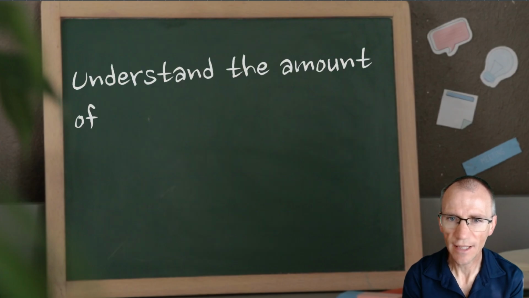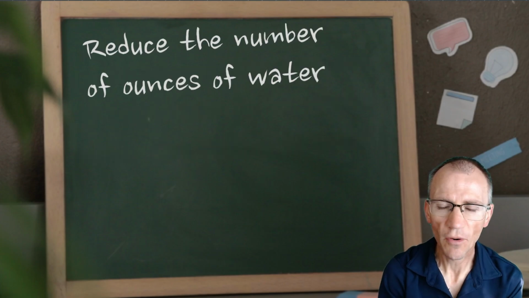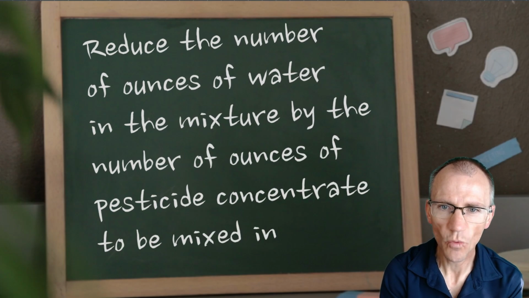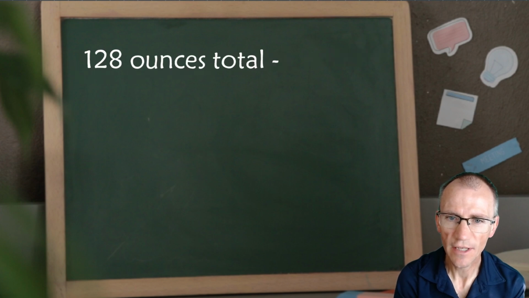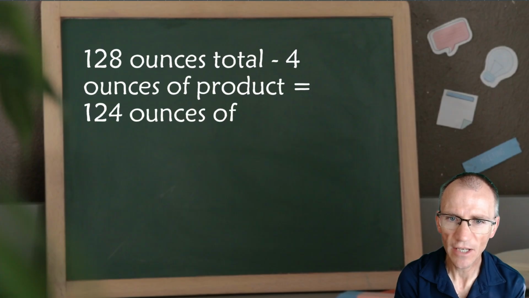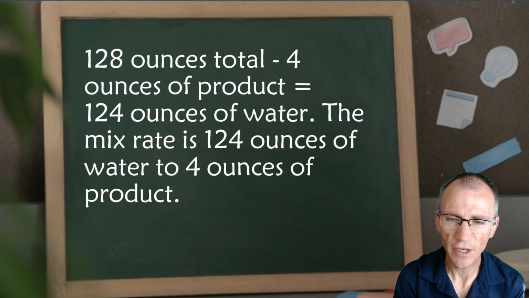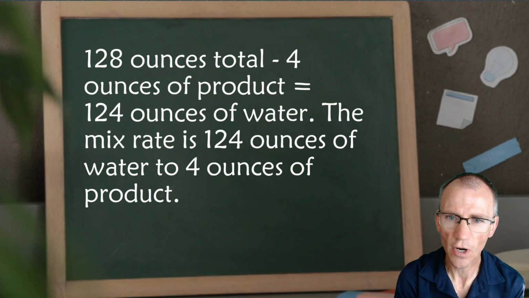You need to understand the amount of pesticide to be mixed with that gallon of water, and you need to reduce the number of ounces of water in that mixture by the number of ounces of product you're mixing with that water. In the scenario we just discussed, you need 128 ounces total. So again, we take 128 ounces minus 4 ounces of the pesticide, which would give us 124 ounces of water. This is a great principle to remember. Now your mixture rates will be correct when you're mixing in the field, and I can tell you this will come in very handy when taking these core exams.